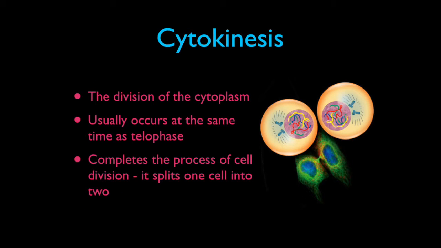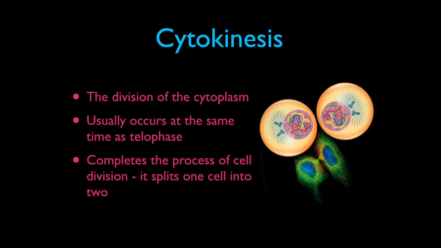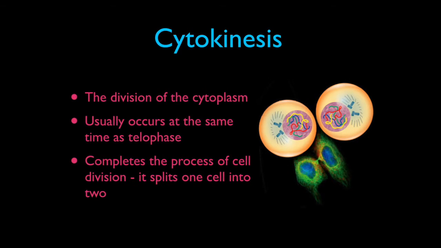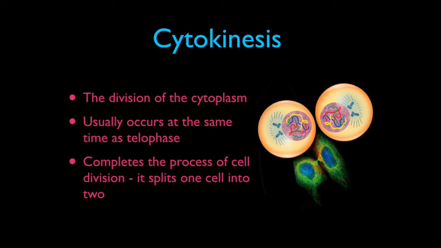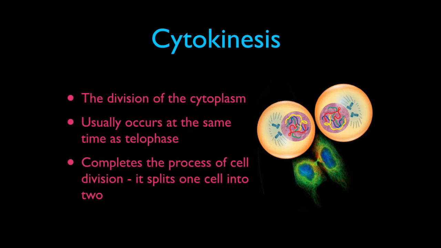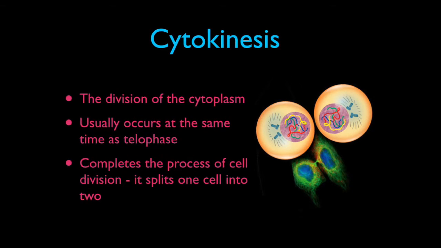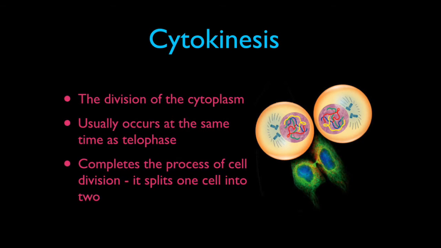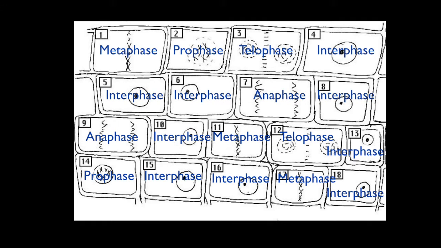Cytokinesis usually occurs at the same time as telophase, and this is the end of the division for cell division. This is the division of the cytoplasm. It completes the process of cell division. It splits one cell into two. We're going to be doing this chart in class, and it's just filling in the different phases as to the plant cell and what goes where.